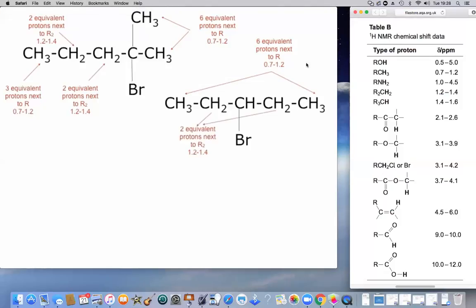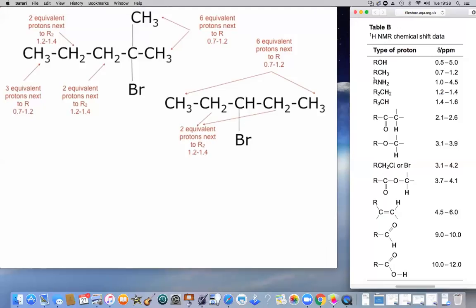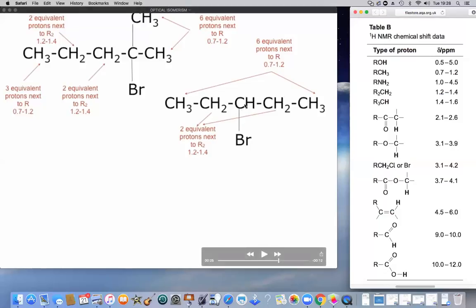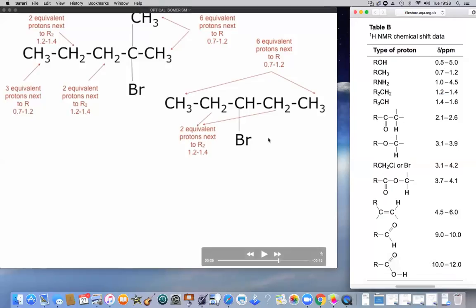And the 2 in the positions 2 and 4, they are equivalent to each other. They are joined to R2. Remember, it doesn't matter that the carbon atom next door is joined to bromine. As far as you're concerned, you can treat this carbon atom here as an R group. The two R groups do not have to be identical to each other. It's just as long as they don't have some of the other kind of functionality that we would look at further down here. As long as that doesn't apply, then we treat them as R groups. So they'd be 1.2 to 1.4.